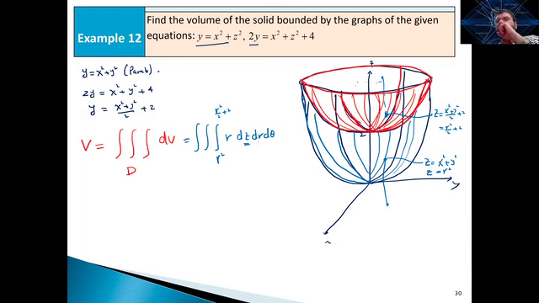Now, how about r dr d theta? Now, what's the intersection between those two guys? If you look at these two equations, what's the intersection between them? Okay, so let's take this on the side here. We have z is equal to this and z is equal to that. So what does that mean? We're going to have x squared plus y squared equal to (x squared plus y squared) over 2 plus 2. This is what we have for the intersection.